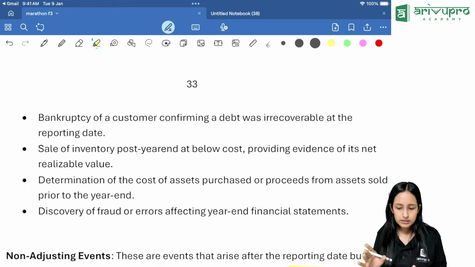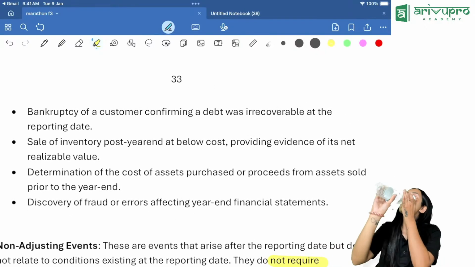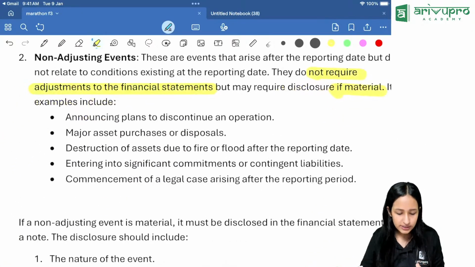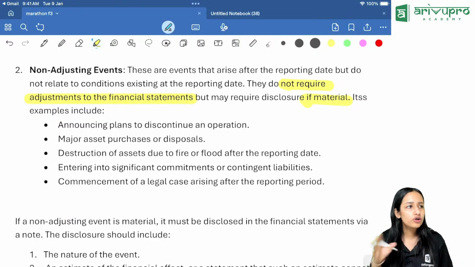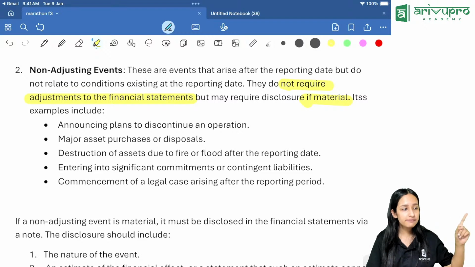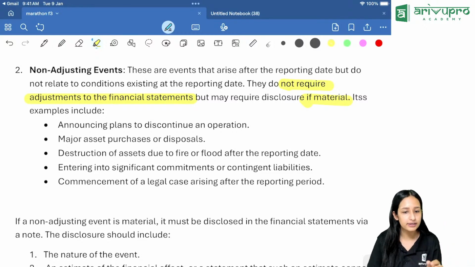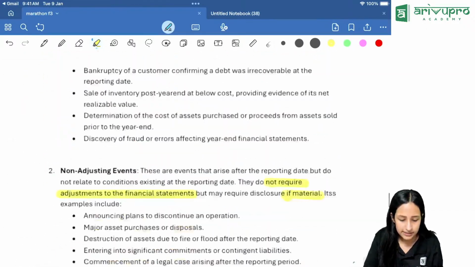You can have a look at it. And these are a few examples of non-adjusting events. Only, I'm telling you again, only if non-adjusting events are material, that's when you will show it in notes. Otherwise you will ignore that event completely. But adjusting events you will show whether immaterial or material. You need to go back and adjust the statements. Okay, with this we are done with IAS 10.